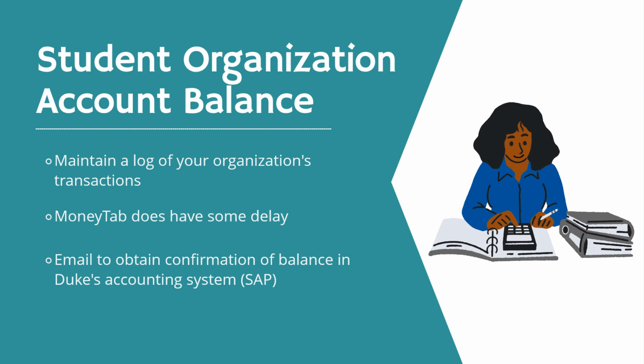Transactions listed on your Money tab are manually entered by our staff in Duke Groups to match Duke's official accounting system. Due to various processing times, charges may appear on the Money tab or Duke's accounting system at different times, so it is the responsibility of your organization to keep an accurate record of your transactions and maintain a positive balance at all times.